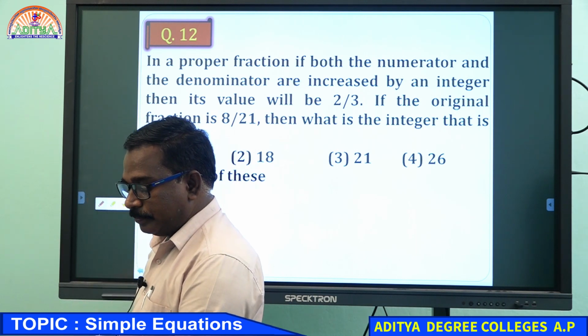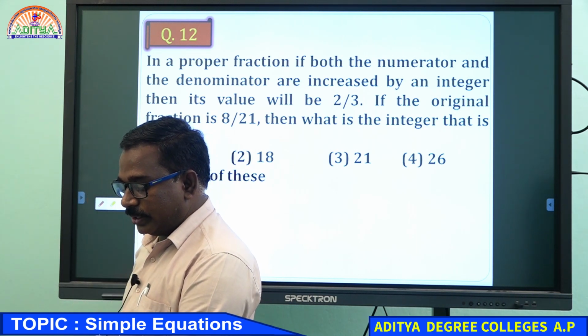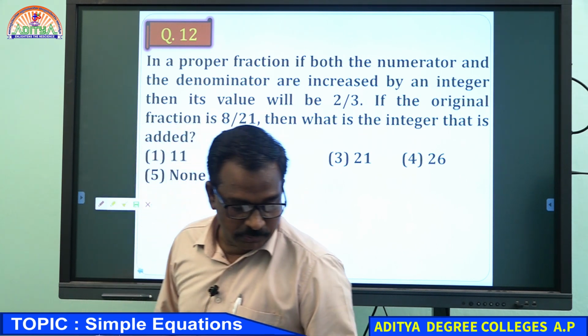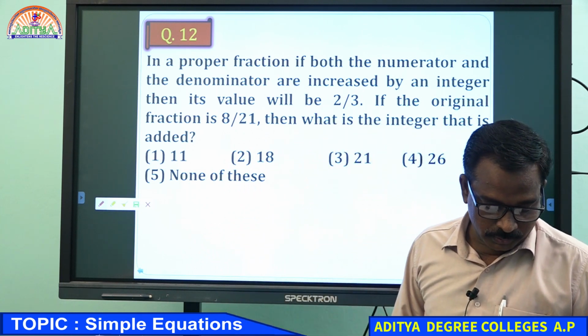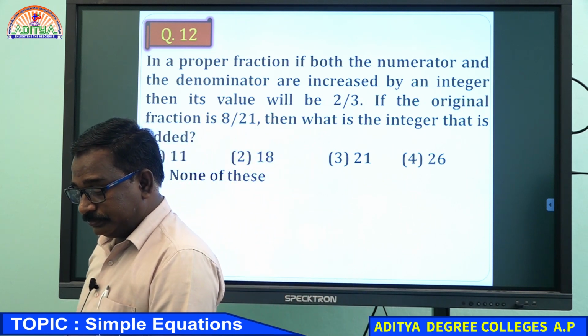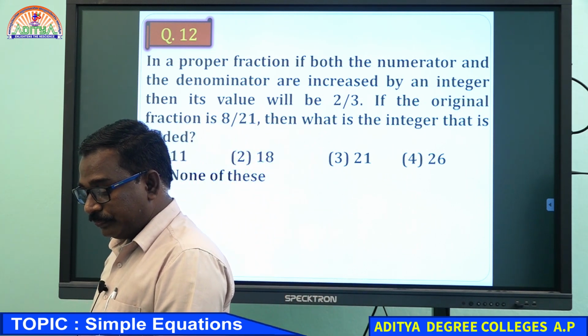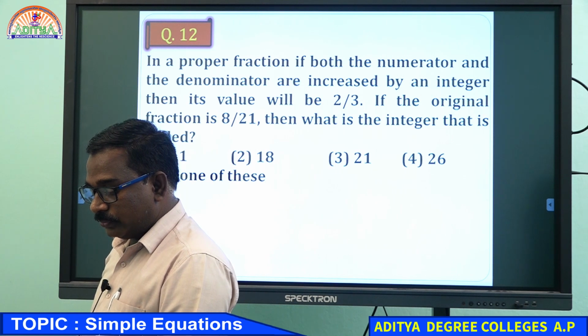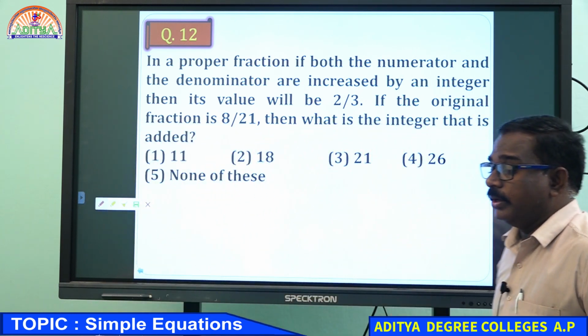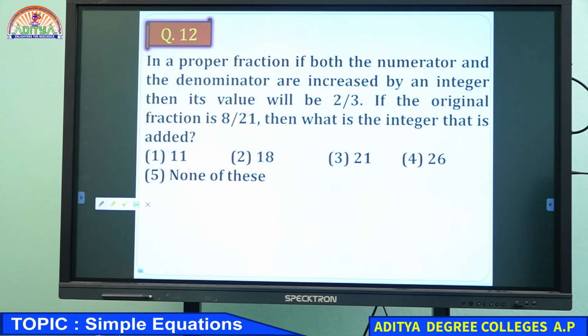What is the answer here? Many have written 13. Is 13 correct? Many have written 18. Is 18 correct? Some have written 21 also. Many of you are giving the answer 18. You need to respond. You need to see the time also.